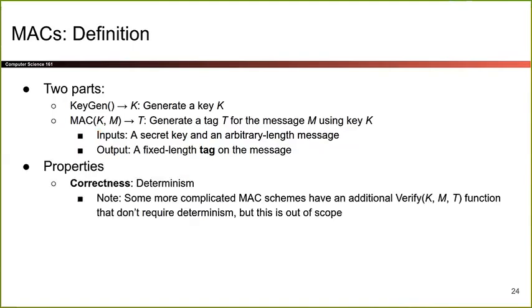So there are, again, a bunch of properties. The important property for correctness is, again, same as the hash, it needs to be deterministic, because how is Bob going to verify? Bob is going to recompute the MAC and check that the tag is identical. So if I compute the MAC twice on the same inputs, I need to get the same output twice. There are some more complicated MAC schemes that are non-deterministic, but we're not going to worry about those for today.